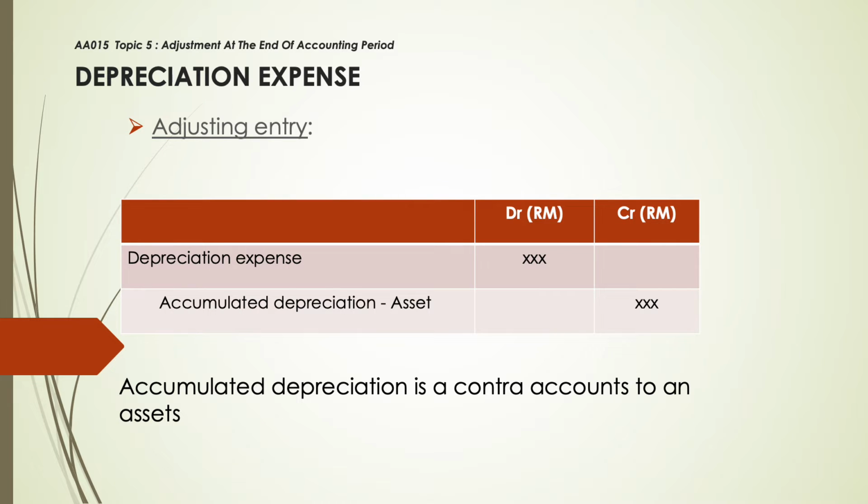We have to credit accumulated depreciation, as accumulated depreciation is a contra account to an asset. Therefore, the journal entry for depreciation expense will be debit depreciation expense, credit accumulated depreciation.